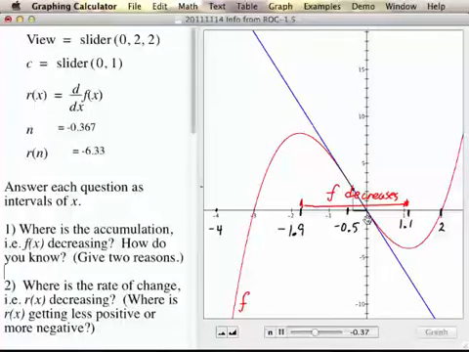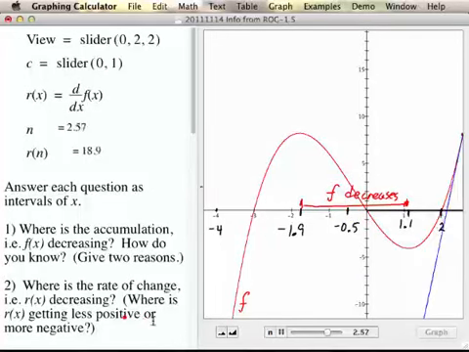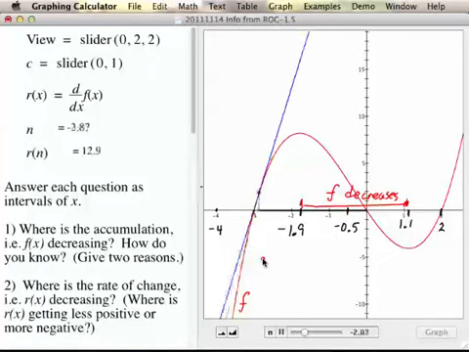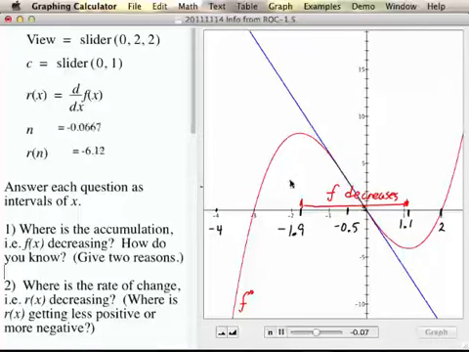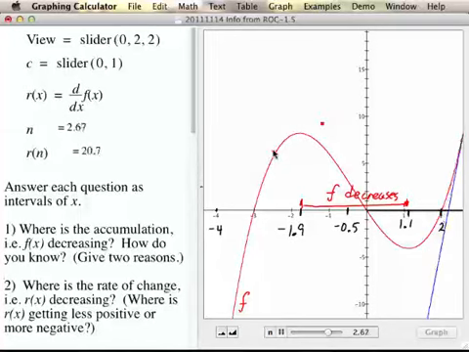Okay, so it's getting less negative here. Oh, sorry, more negative. So we went less positive or more negative. Where's the rate? Negative 1.9 to negative 0.5. Yeah, so in this next section, the rate of change is decreasing here by getting less positive, and then the rate of change keeps decreasing by getting more negative.